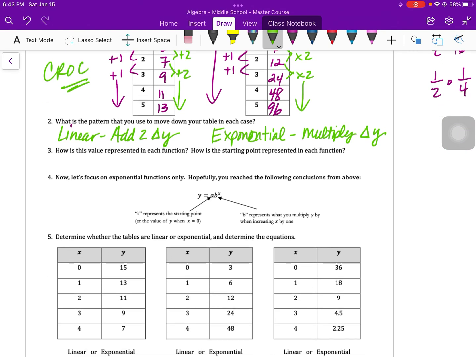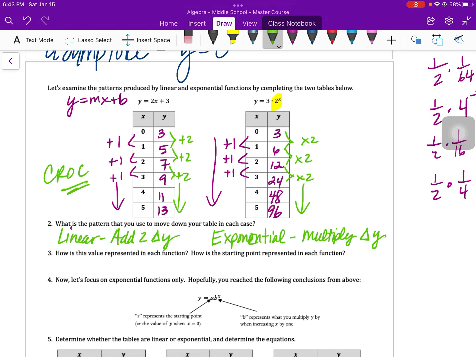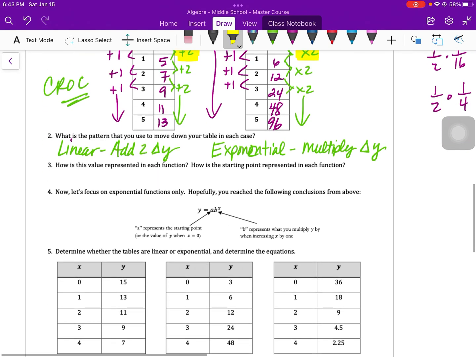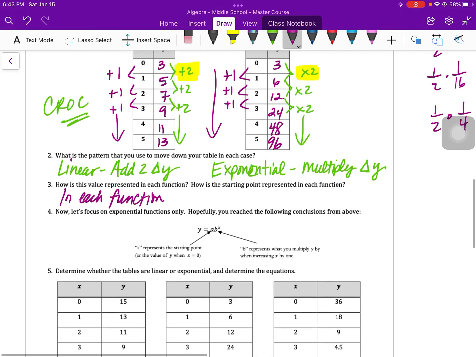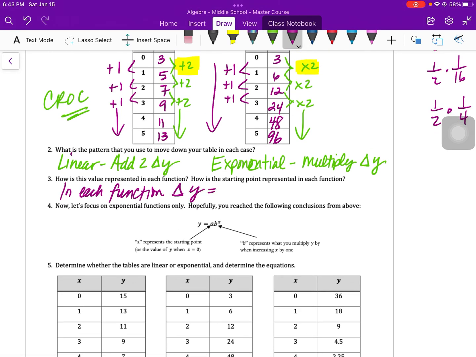The next question says, how is this value represented in each function? So they're asking, how is this value 2 represented in the linear function? If you look, it's up here, right in front of the x. If you look at this 2, it's also in front of the x. And remember, the number in front of x is what we call our slope. So in each function, change in y equals the slope.